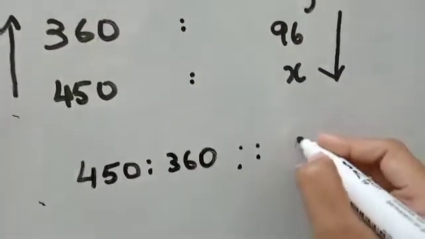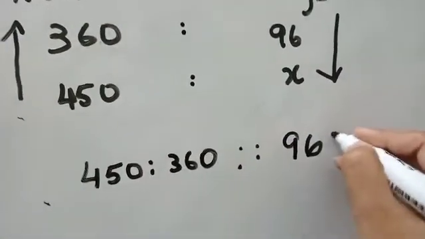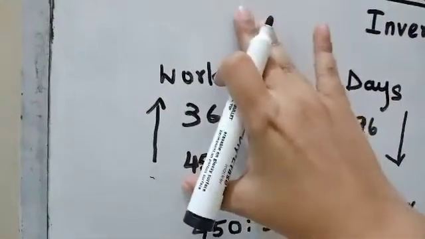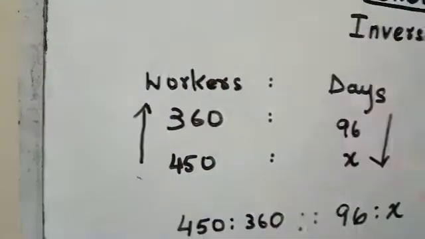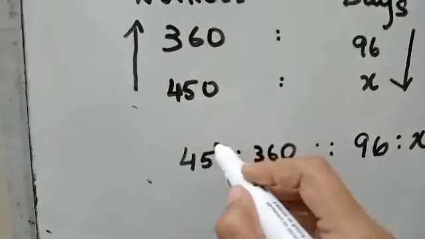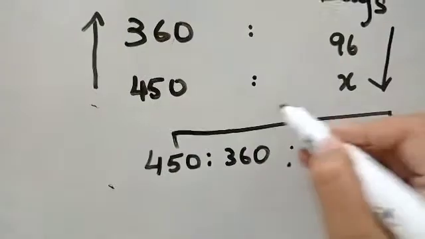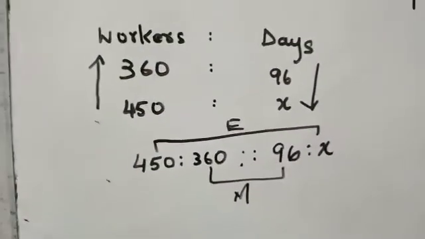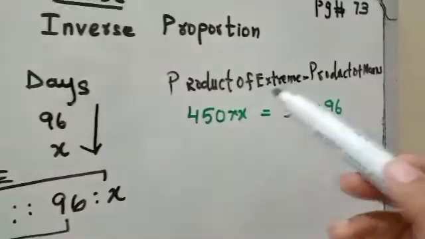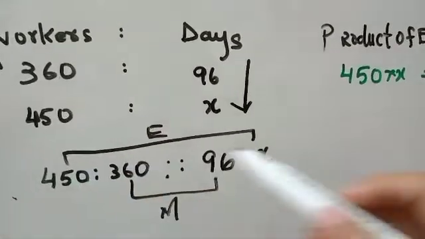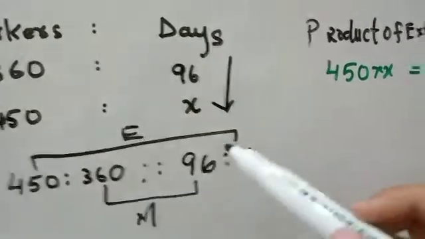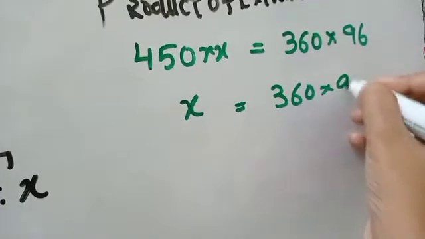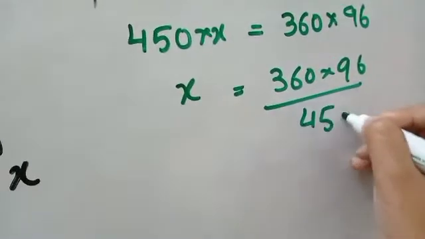Now this you will write in order. 96 is written first, you will write first. X is written afterward, you will write afterwards. It means you will only make changes in the first ratio. The second ratio will not require any change. This is the extreme, first and fourth. This is the mean, second and third. Now the same formula: first multiplied by fourth term, second multiplied by third term. X will remain here only, 360 multiplied by 96 upon 450. Now you will solve it.